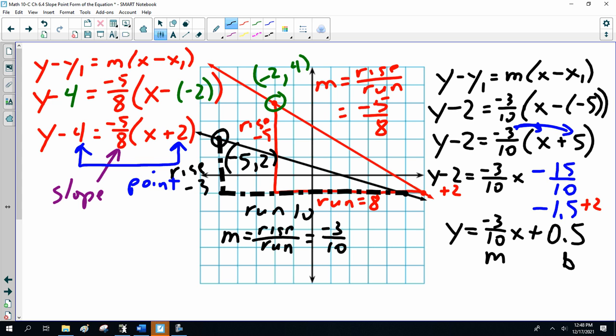Now, as I said, with the graphing calculator, I expect you to rewrite it as y equals mx plus b. But I need you to know the slope point form because there are going to be times you're not going to be able to figure out the b. And it's just a little bit of multiplying to turn it into the other equation.